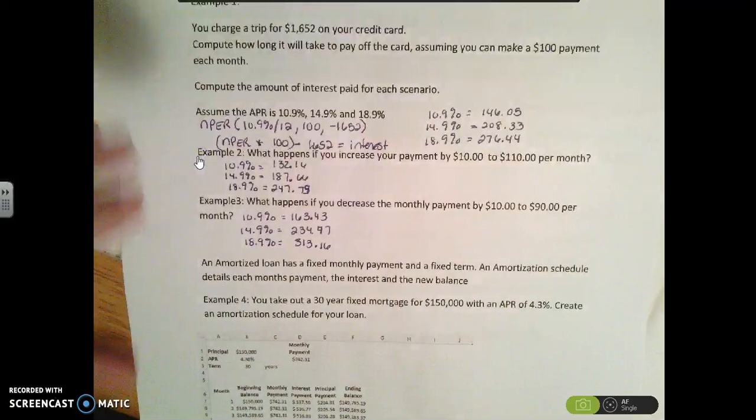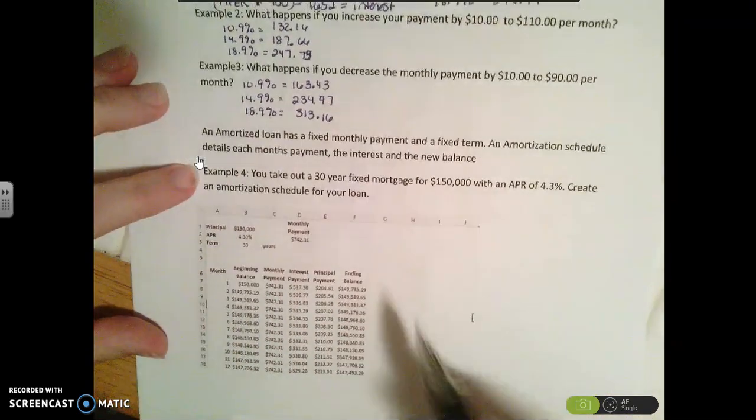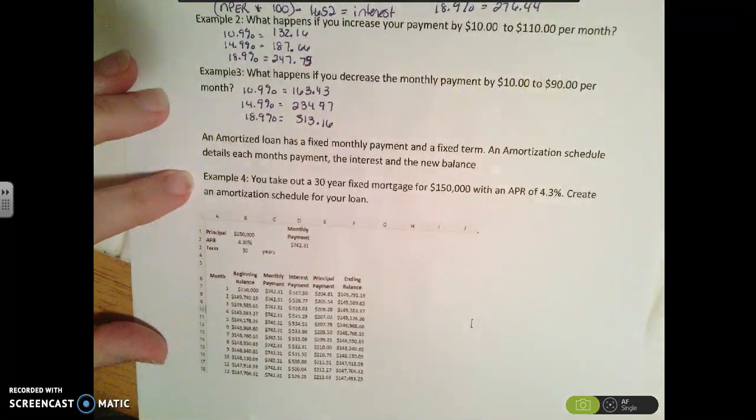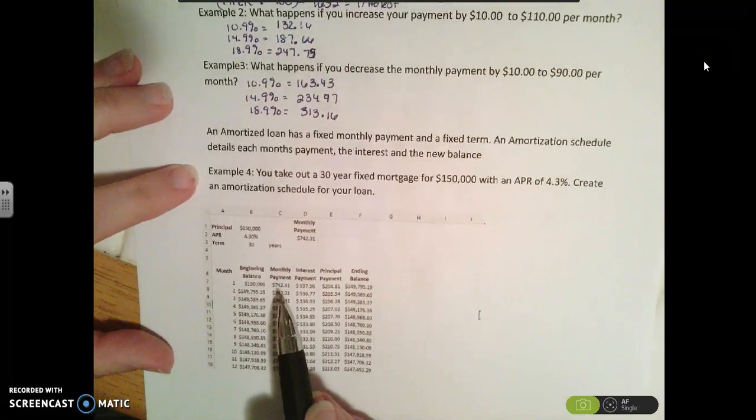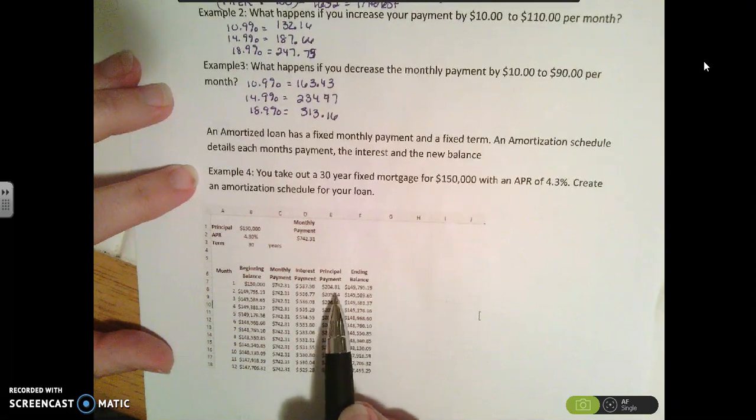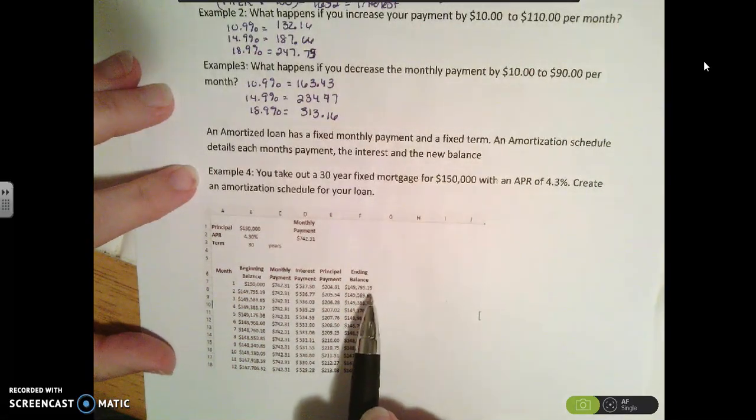So on our paper, the next one that we had was creating an amortization chart. So whenever you borrow money, for example, a mortgage or a car loan or something like that, the way it works is you make monthly payments, but not all of the money that you make for the payment goes towards the amount that you borrowed. Some of it will pay interest and some of it will pay principal. So the principal is how much you borrowed, and it will decrease the value that you borrowed, and then you'll end up with an ending balance.